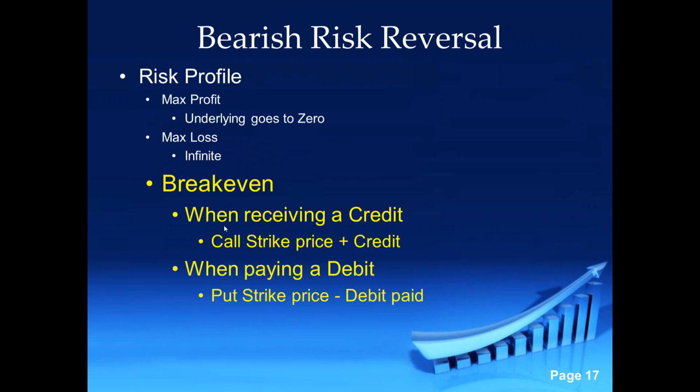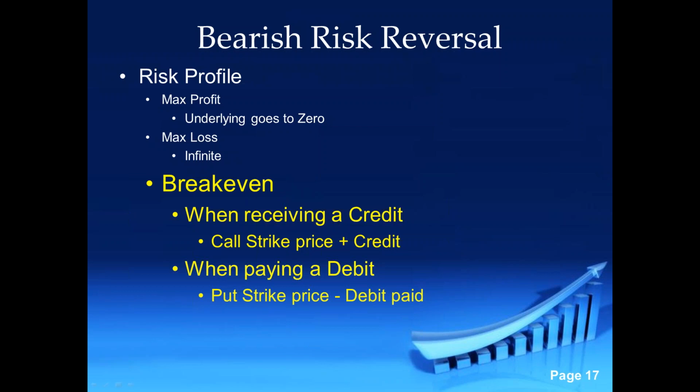All right, so now our break evens. When we're receiving a credit, it's going to be that call strike plus the credit. And when we're paying a debit, that's the big difference: it's our put strike minus the debit paid. So if you're paying a debit, it's got to go all the way down to where that put is, in a sense, at expiration in order to achieve that profitability. Whereas if you have a credit, you get to keep the credit, but your break even on the upside is that call strike price plus the credit received.